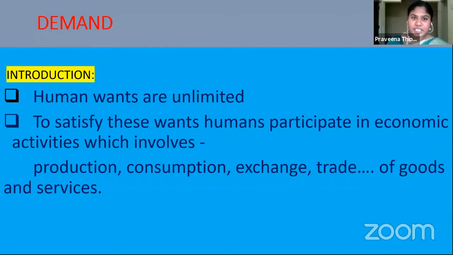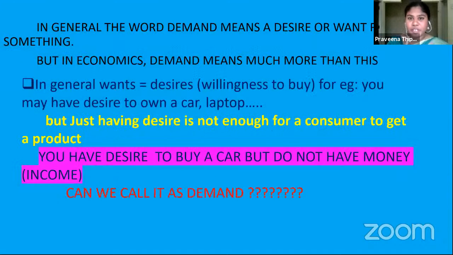So children, in the previous sessions, you have learned about human wants, and we all know that human wants are unlimited. So to satisfy these unlimited wants, humans participate in various economic activities which involve production, consumption, exchange, and trade of goods and services. When we participate, we earn income. With that income, we try to demand commodities. It means that we wish to purchase goods and services.